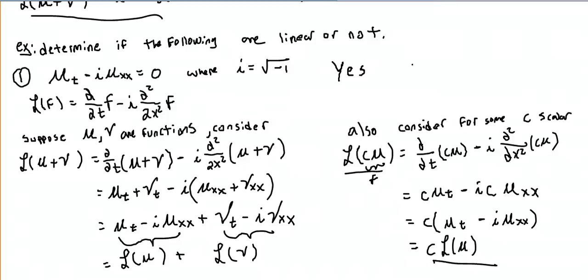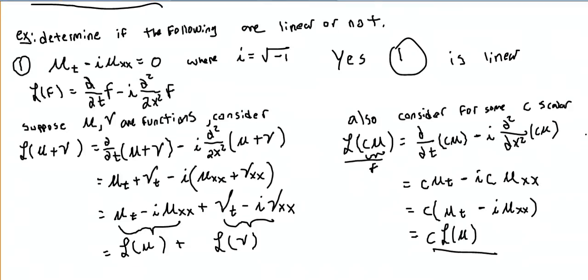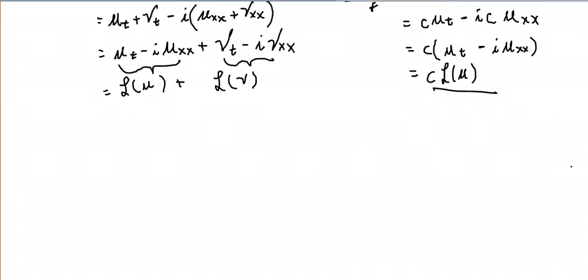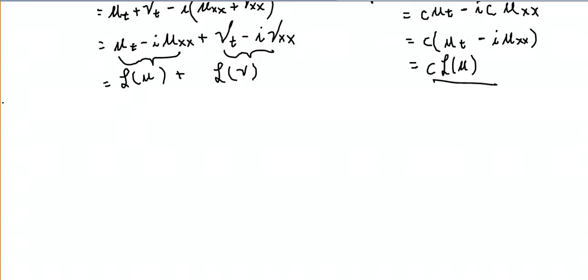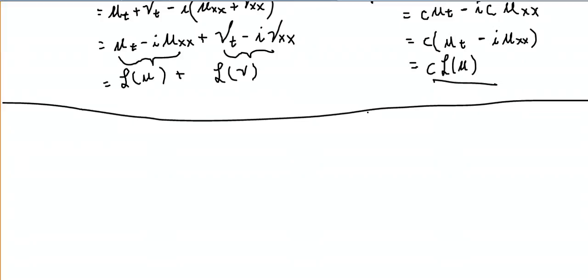So yes, 1 is linear. It's a linear partial differential equation because its corresponding operator is linear. Okay, now I want to consider another partial differential equation, and I want to consider its linearity or non-linearity. So let's think about this equation now.